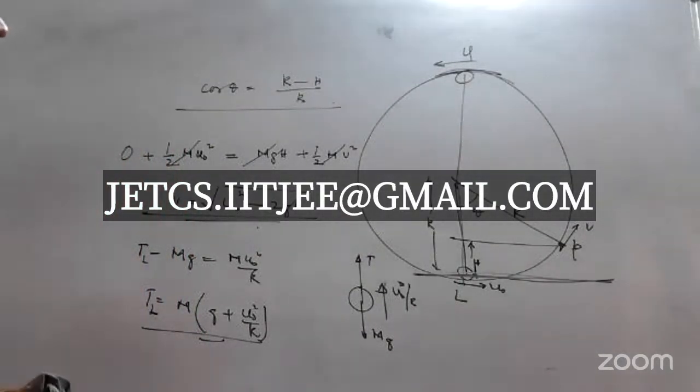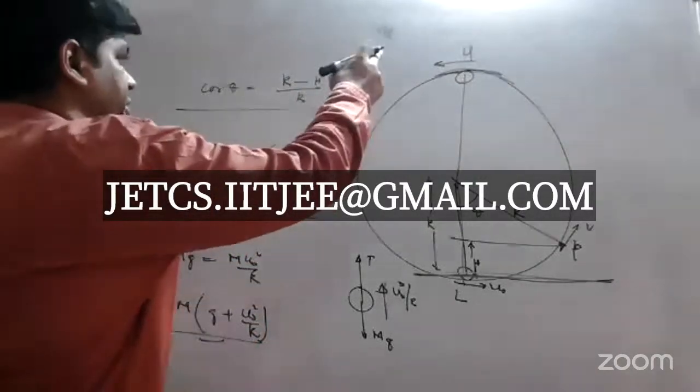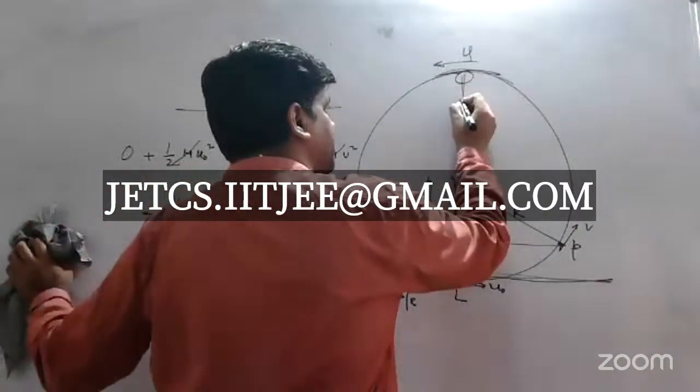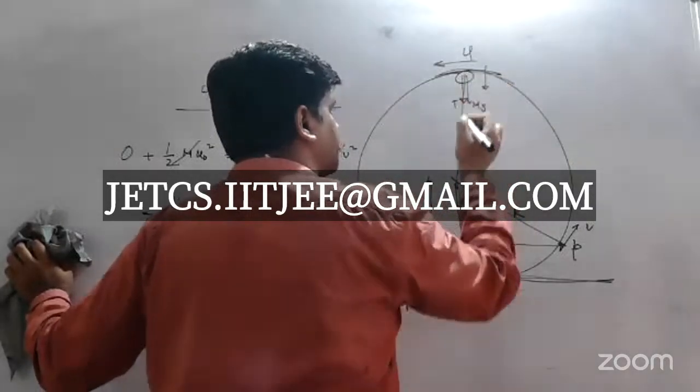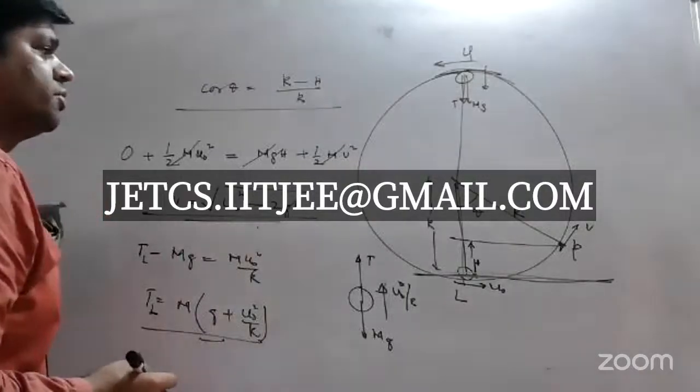Now let's find the tension at the highest position, the topmost position over there. I have the FBD with tension this way, mg this way, and centripetal acceleration also this way, which is v square by r.